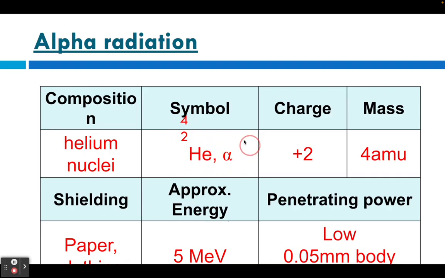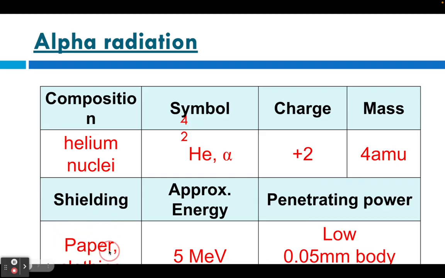Or you just use this Greek symbol alpha, and the charge is +2. Because it's got 2 protons and 2 neutrons, it's going to have a mass number of 4. And remember, AMU is just a unit that we use for very, very small objects, very small atoms and particles. This is atomic mass unit. And then shielding. You can block alpha particles with paper.